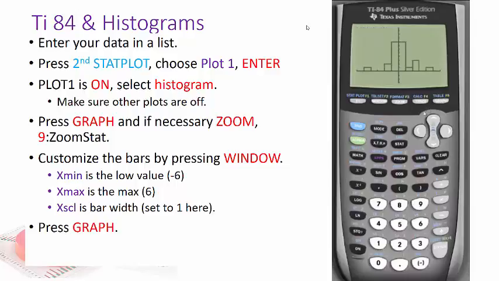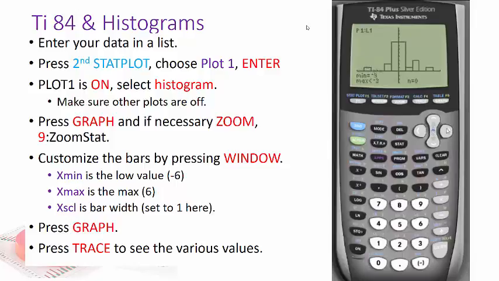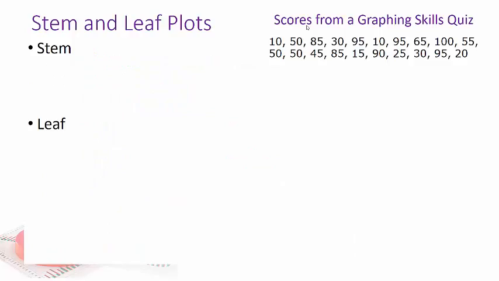And now this is going to give us pretty bins, and I can hit trace to see the various values that are on that histogram. So your calculator can be quite useful in generating pretty histograms, especially if you use window to set your min, your max, and your bin size. Stem and leaf plots, I like to use these to show grades because they take all the identity out of it and you can see where you stand.